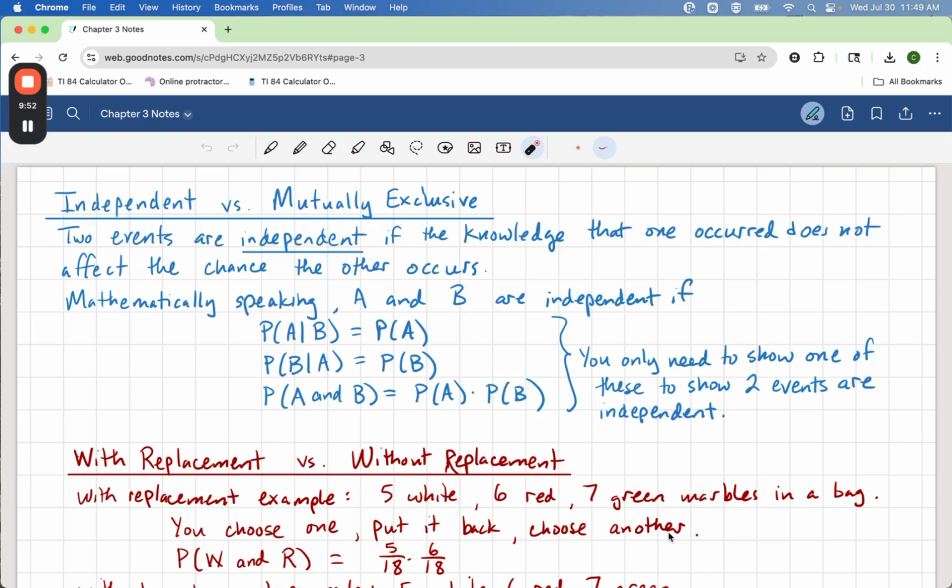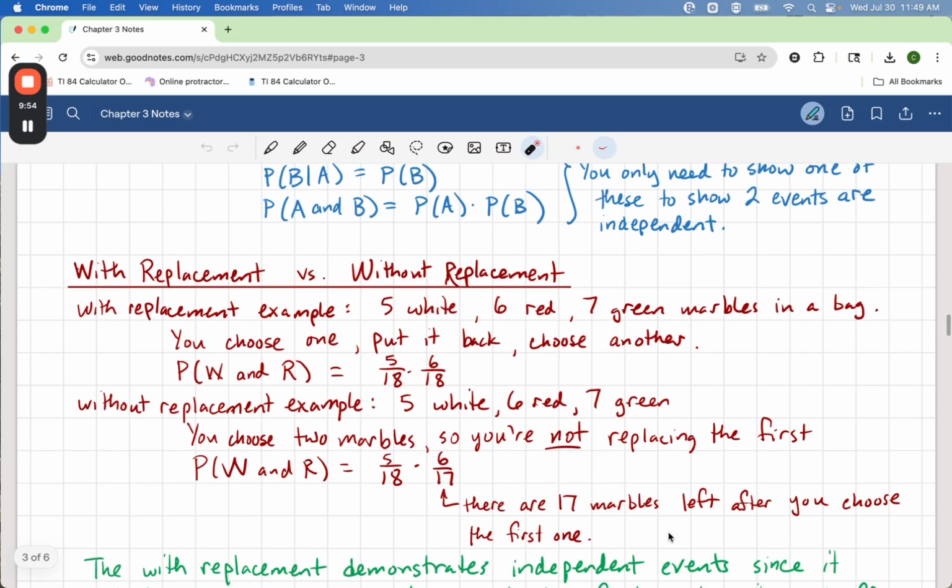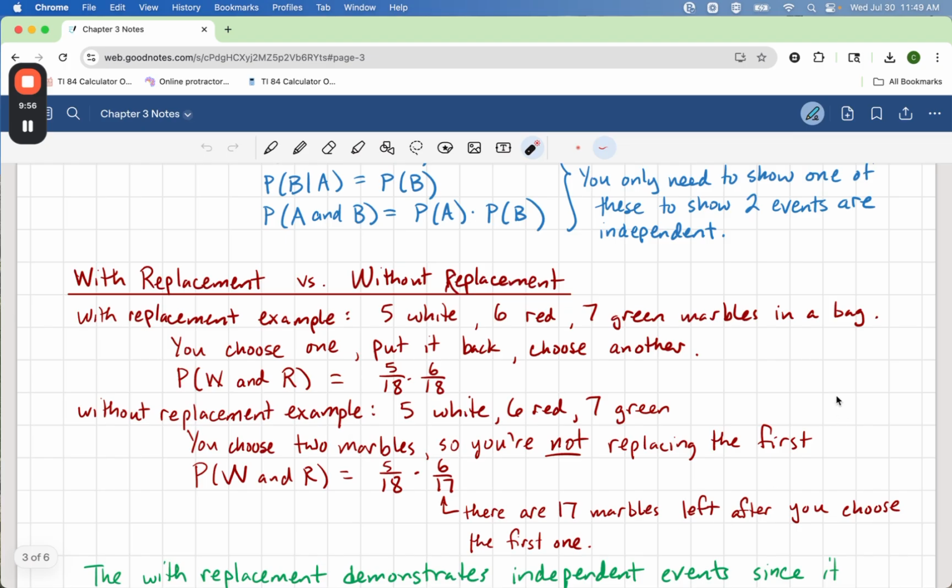So, with replacement versus without replacement. With replacement example: 5 white, 6 red, 7 green marbles in a bag. You choose one, put it back, choose another. So what's the probability you pick a white on the first one and a red on the second one? 5/18 times 6/18. Those two are independent because we replaced the marbles.